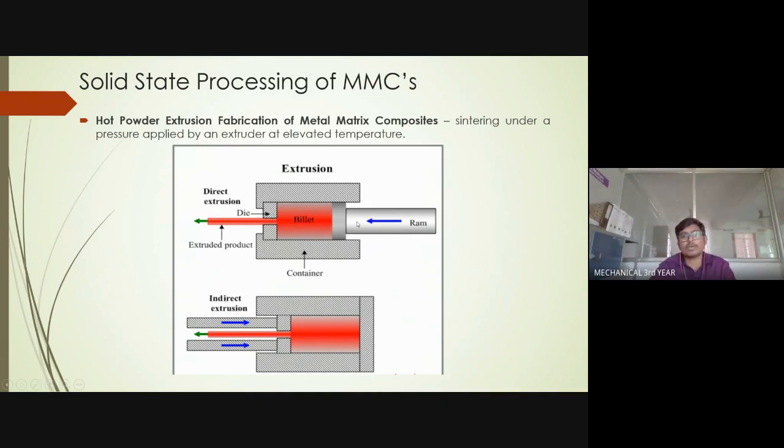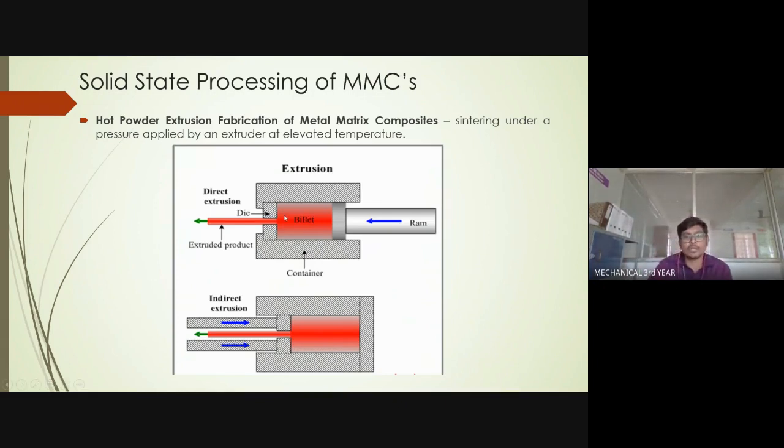Initially, this is hot powder, so we can see the term over here. Hot powder means you are not going to apply heat in this particular area. This container is not subjected to heat. Instead, you are going to heat the powder well in advance, before the powder is put into this container.